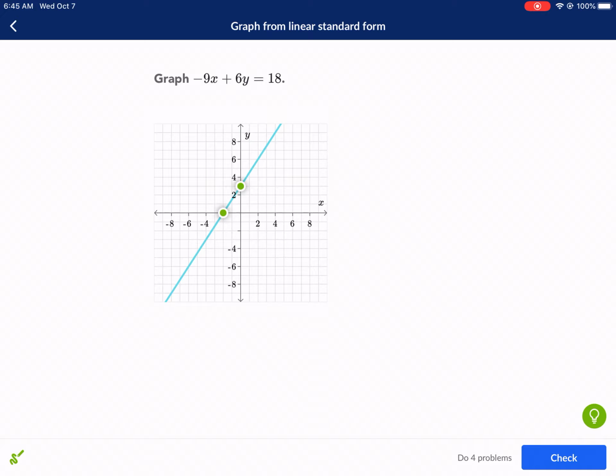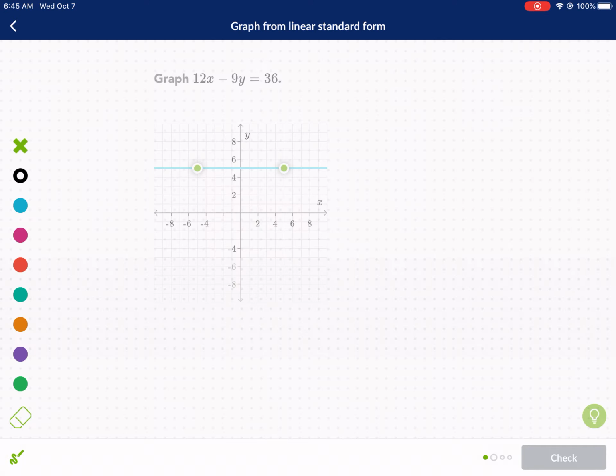And we check it, and it's going to check out. Okay, we got another one. We have 12x minus 9y equals 36. I'm going to go a little bit faster just so you can see how I do this.